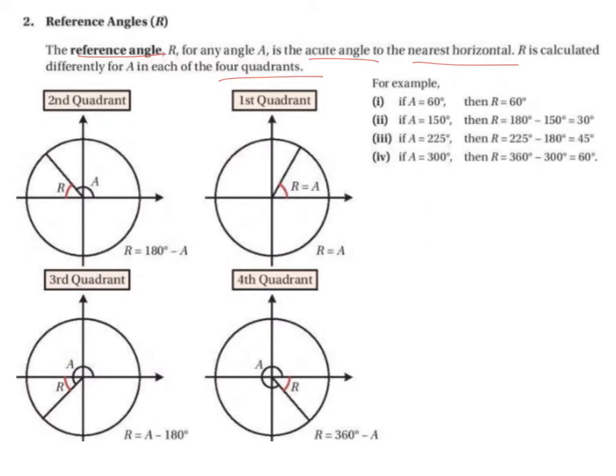So you need to learn off the rules by heart. In the first quadrant, the reference angle is equal to the angle. In the second quadrant, the reference angle is going to be 180 degrees minus the angle itself. In the third quadrant, the reference angle is going to be the angle itself minus 180 degrees. And in the fourth quadrant, the reference angle is going to be 360 degrees, take away the angle itself. So we need to learn these off by heart.